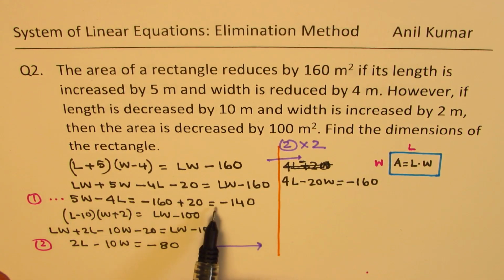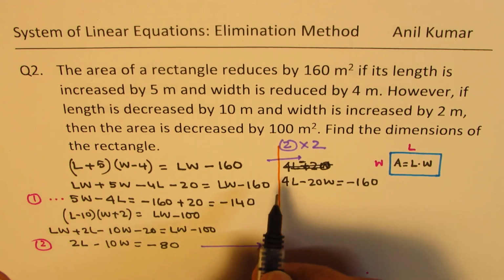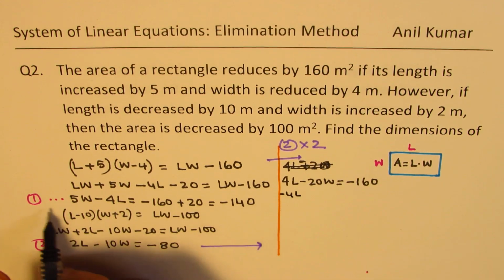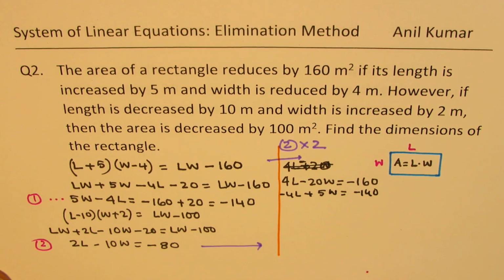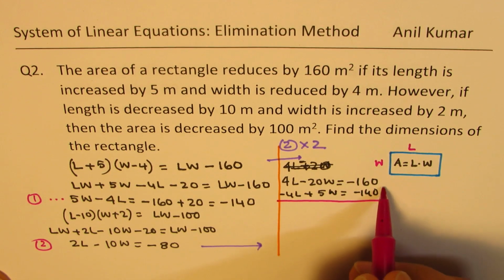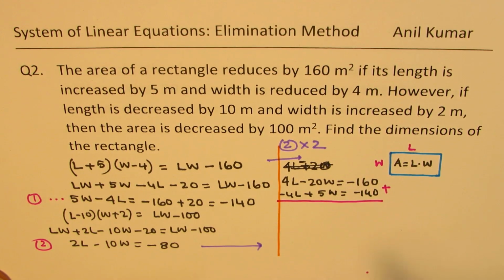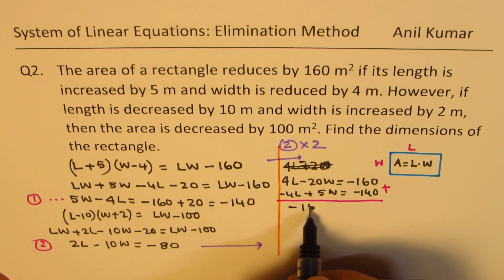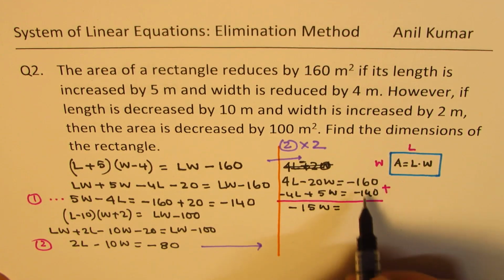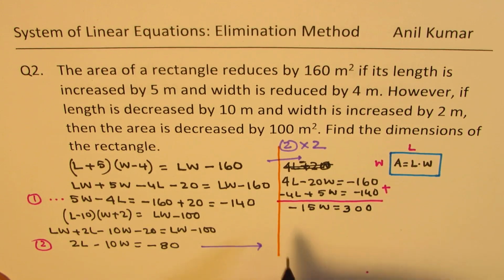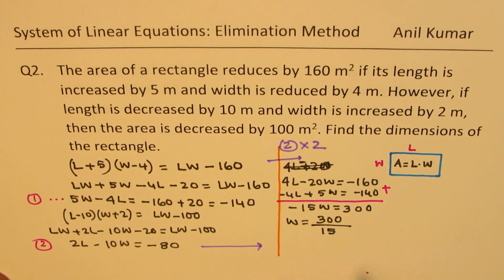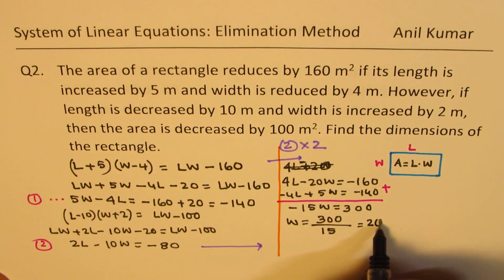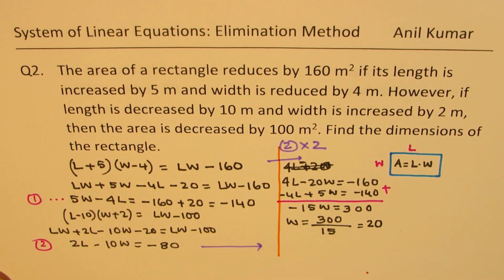We already have the other equation, which is minus 4L plus 5W equals minus 140. Now we can eliminate L by adding them up, right? So if you add them up, you get minus 15W equals minus 300, correct? So the width is 300 divided by 15, which is equal to 20. So width is 20 for us.